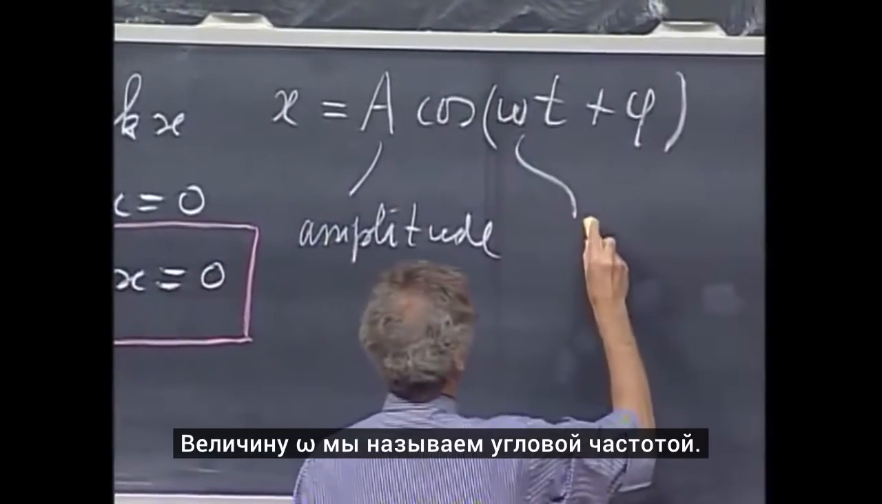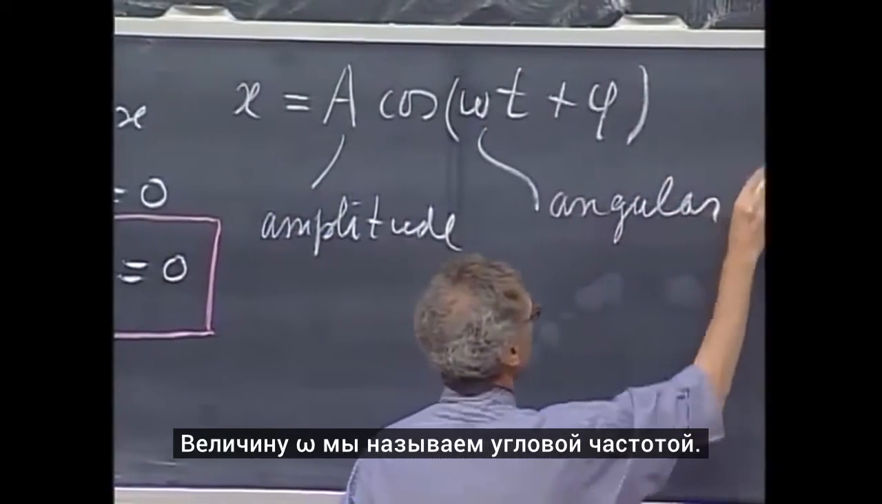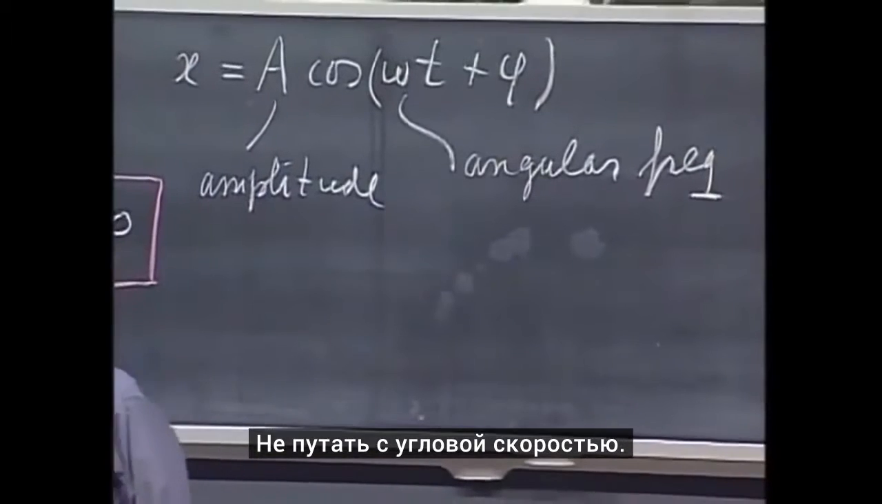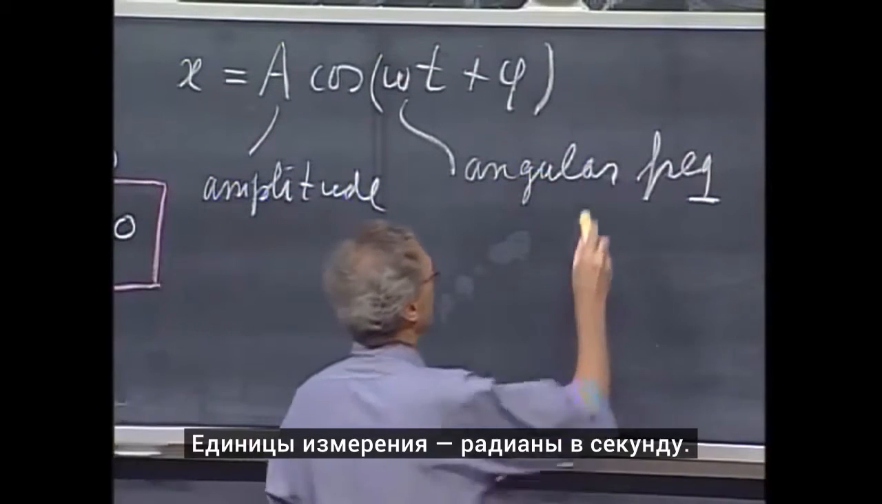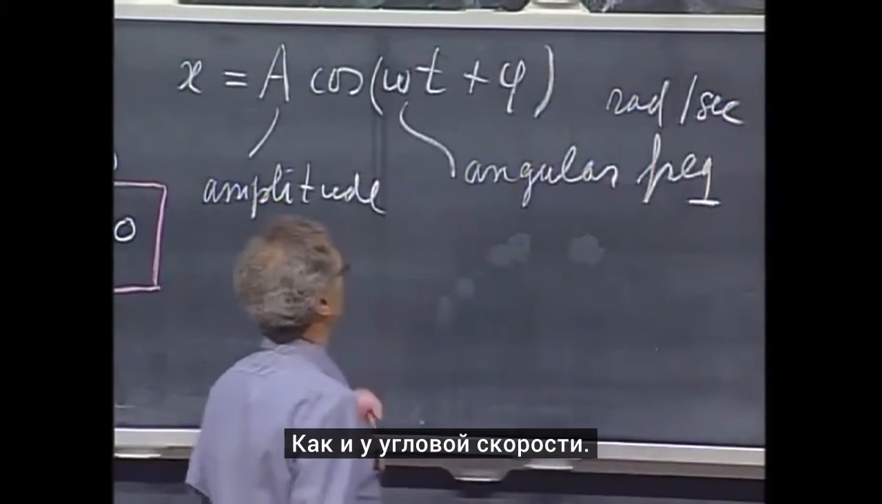This omega we call the angular frequency. Don't confuse it with angular velocity. We call it angular frequency, and the units are the same. The units are in radians per second, the same as angular velocity.